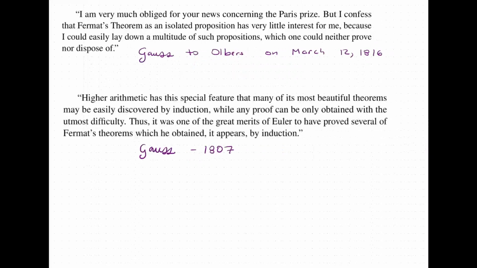And Gauss had already written in 1807 on the matter of Fermat and his opinion of Fermat. He wrote, "Higher arithmetic has this special feature, that many of its most brilliant theorems may be easily discovered by induction, while any proof can be only obtained with the utmost difficulty. Thus it was one of the great merits of Euler to have proved several of Fermat's theorems, which he obtained, it appears, by induction." And here induction is not how we use induction today, but more by making examples and deducing a pattern that should hold in general, but not having a rigorous proof.